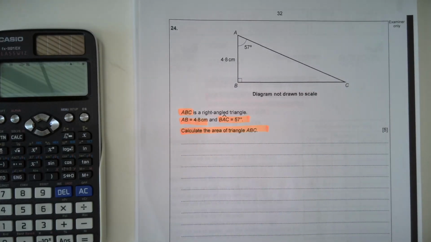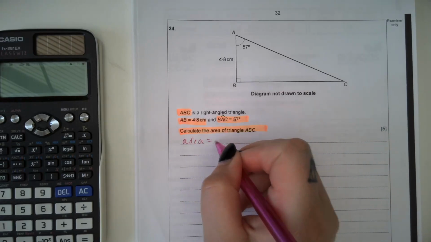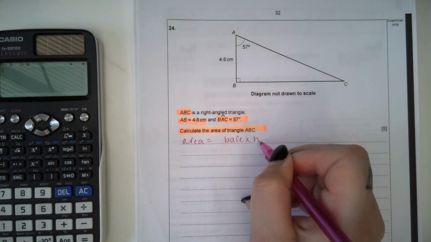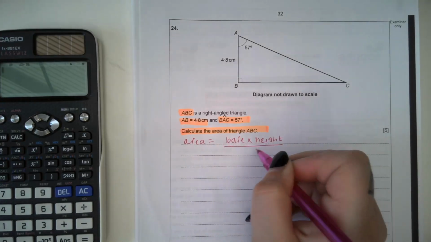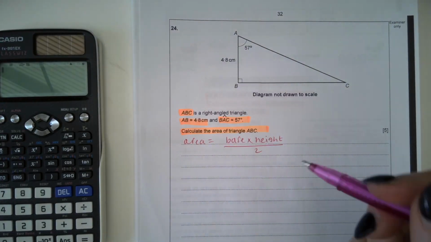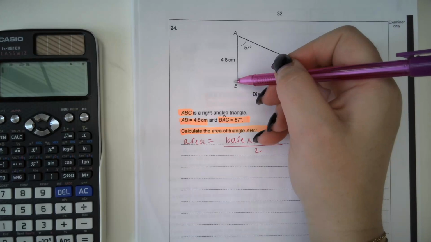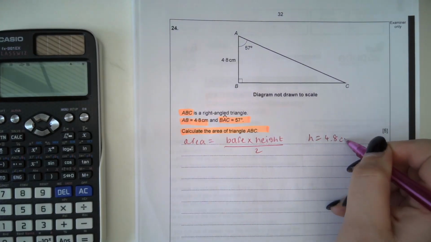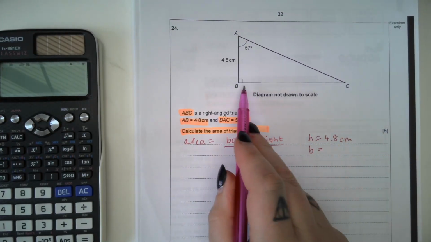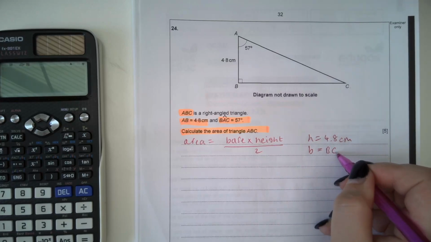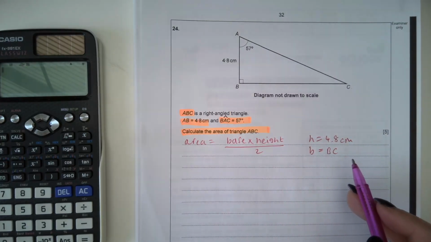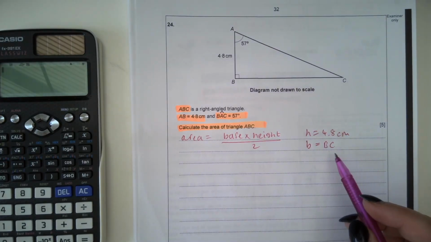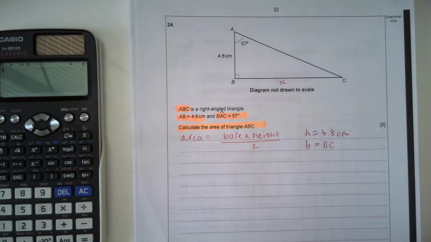Okay, so to work on the area, the area of a triangle is the base times the height, and then we divide it all by 2. So we have the height is 4.8 centimetres, but we don't have the base, BC, because we don't know what BC is. So the first thing we're going to need to do is find BC. So we're looking for this length here.